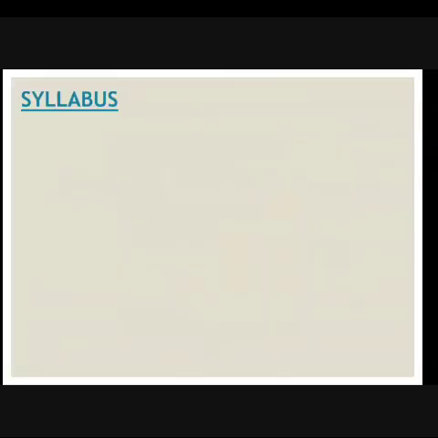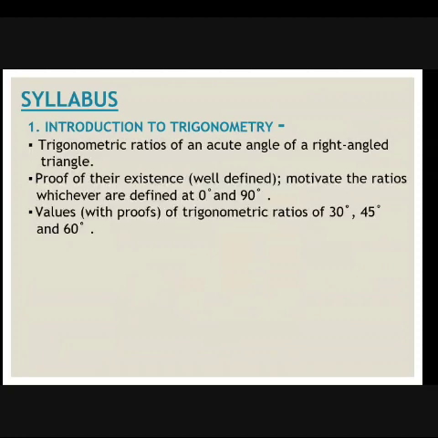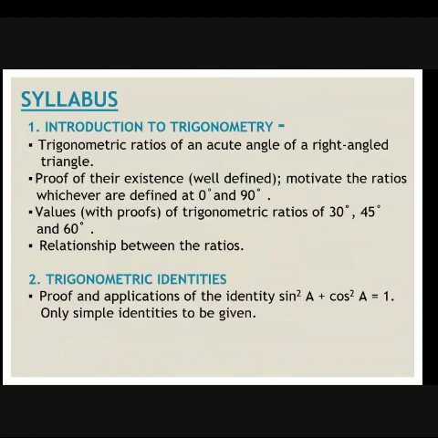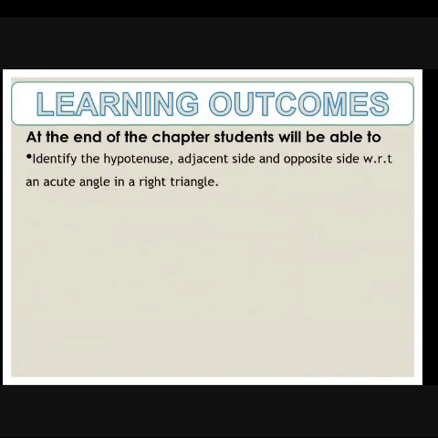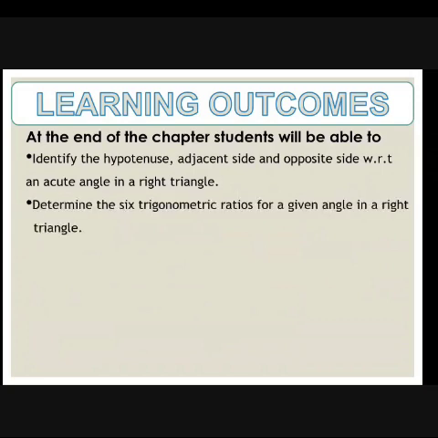Now the syllabus for this is as per the CBSE. I have just listed it here. The learning outcomes at the end of this chapter: the students will be able to identify what is the hypotenuse, adjacent side, and opposite side with respect to an acute angle in a right angle triangle.